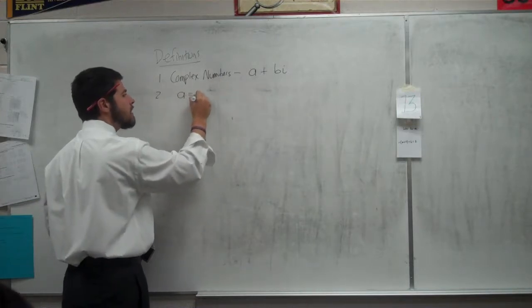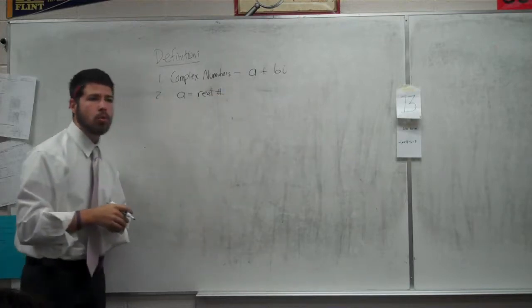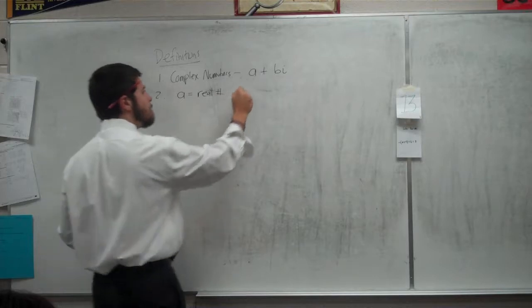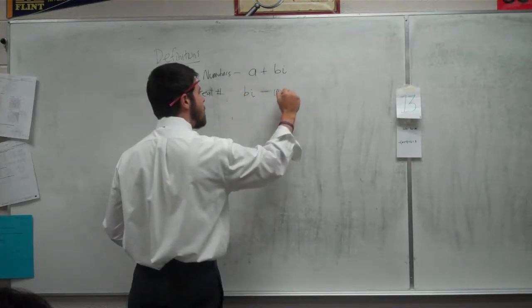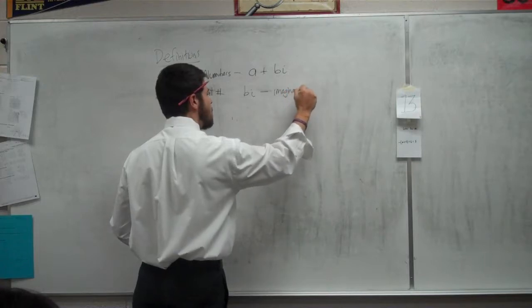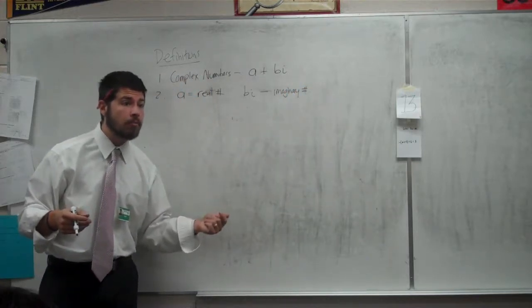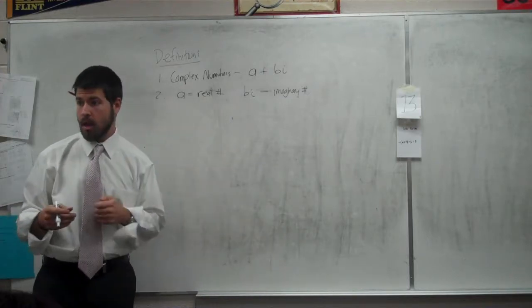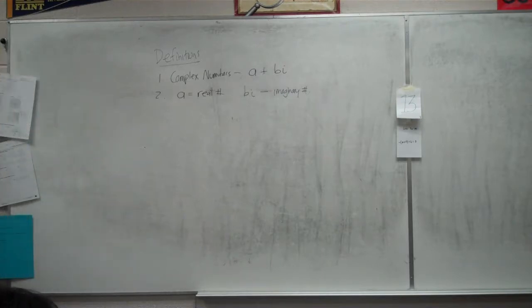I'm going to say this. a is a real number, like 5 or 12 or -4 or even 0. And the bi is what we've talked about before. This is an imaginary number, like the square root of -9, which is 3i, or the square root of -100, which is 10i, and so on. And that brings us to the first part.